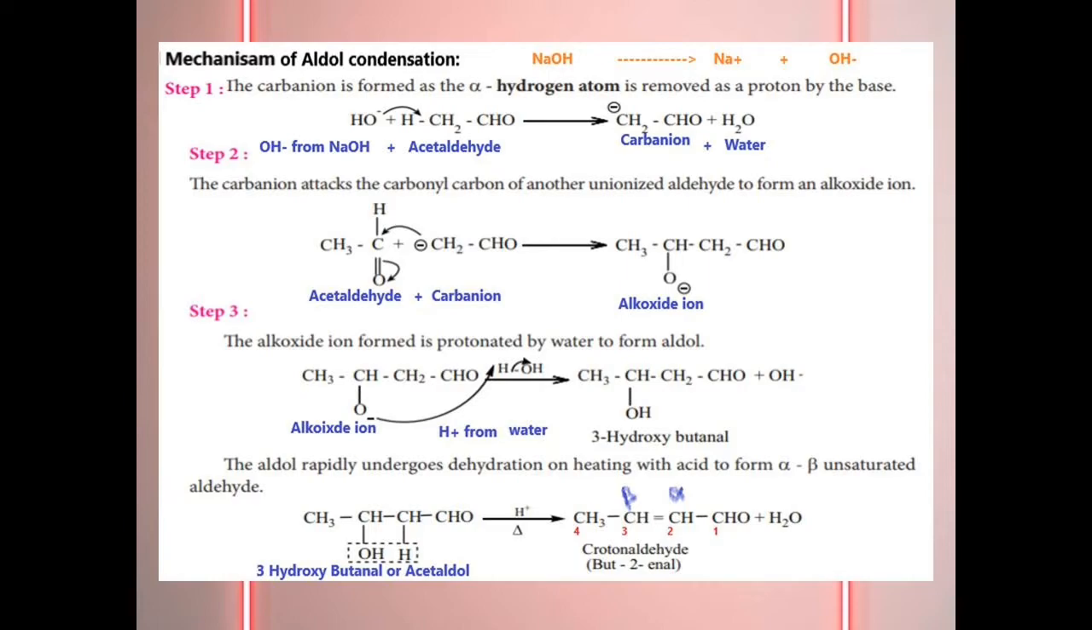That is what I indicated below as alpha beta. Alpha means the carbon nearer to the aldehyde, and the carbon nearer to alpha is beta. So it is alpha beta and it contains a double bond, so it is an unsaturated one. The name of this compound is crotonaldehyde and the IUPAC name is but, 4 carbons, but, the second carbon possesses a double bond, 2-ene, and aldehyde al. So but-2-enal.